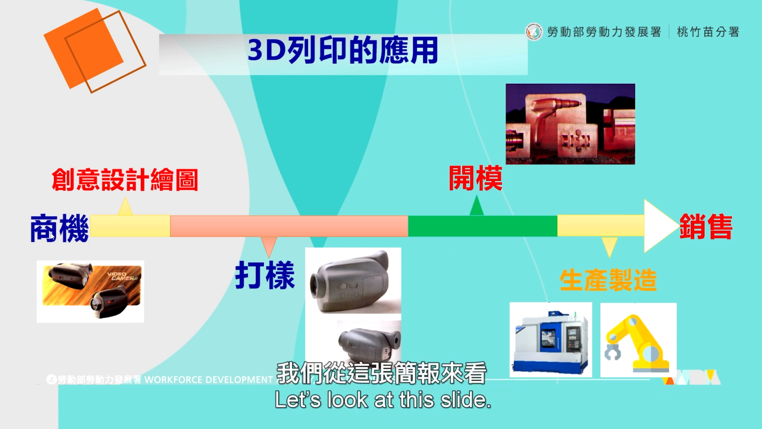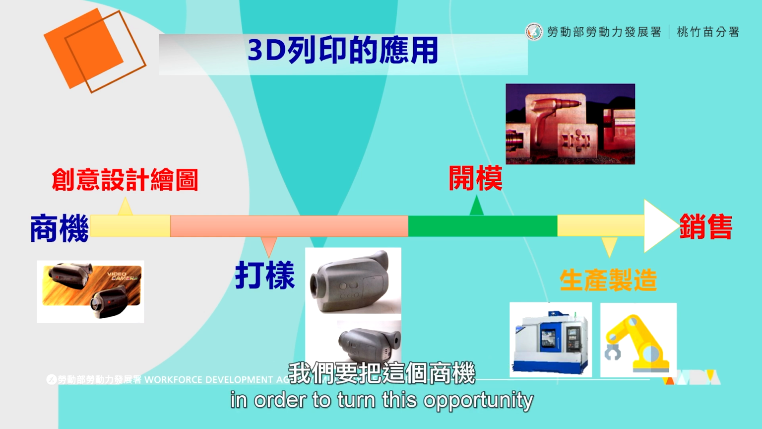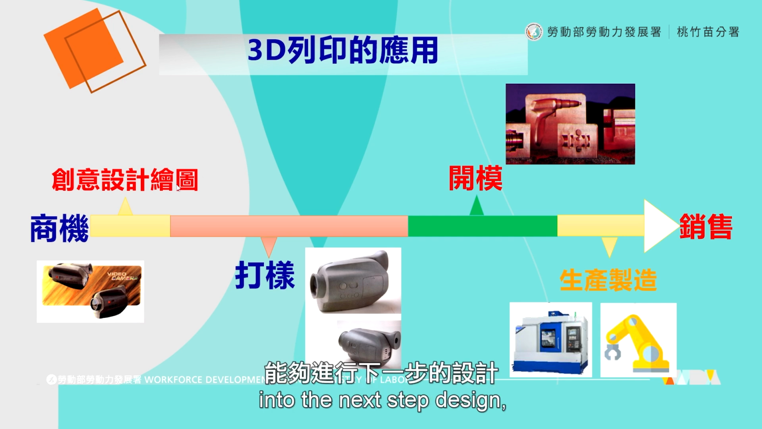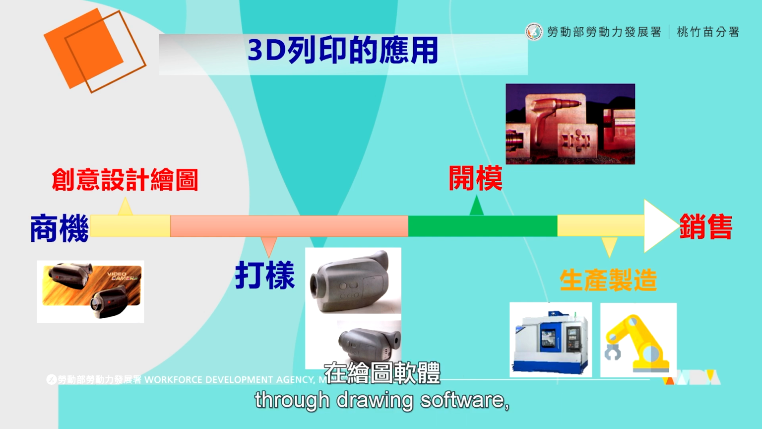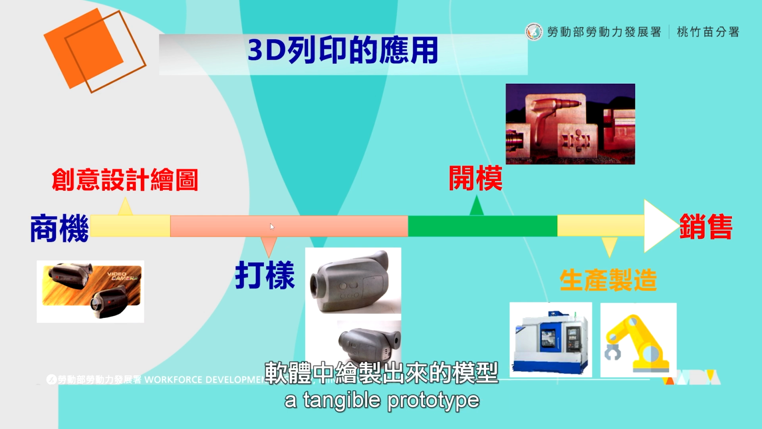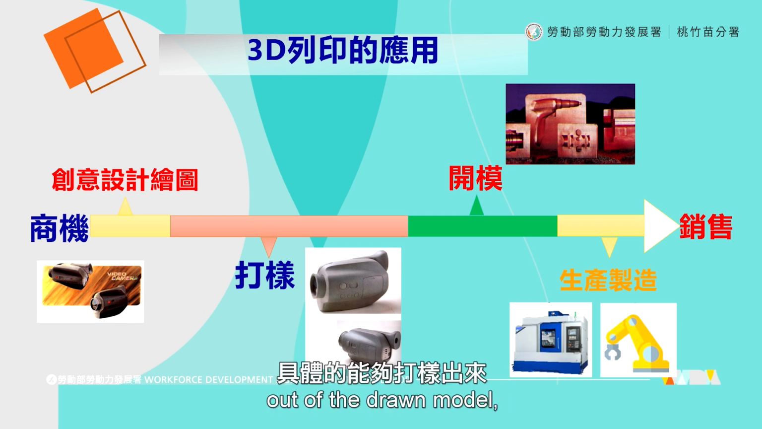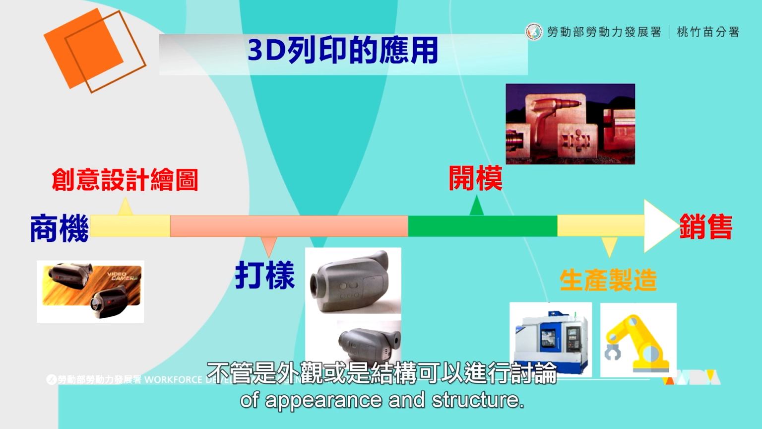Let's look at this slide. When the opportunity arises, in order to turn this opportunity into the next step design, we'll need to design and draw the models through drawing software. After that, we will generate a tangible prototype out of the drawn model, allowing for evaluation of appearance and structure.